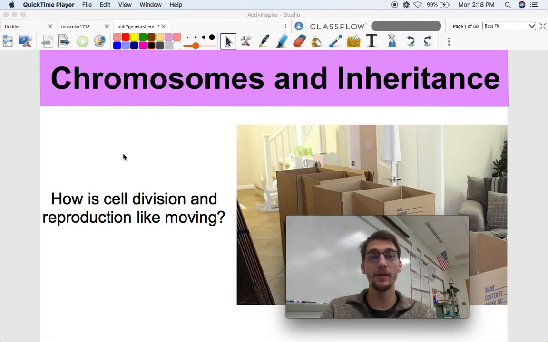Today we are continuing our life science slash biology class by getting into Unit 7, which is on heredity. And our first topic that we're going to discuss in this unit is chromosomes and inheritance, two ideas that we've talked about in the past before.